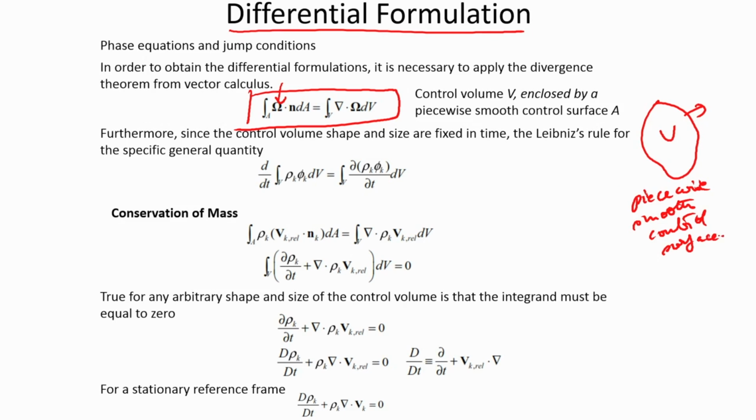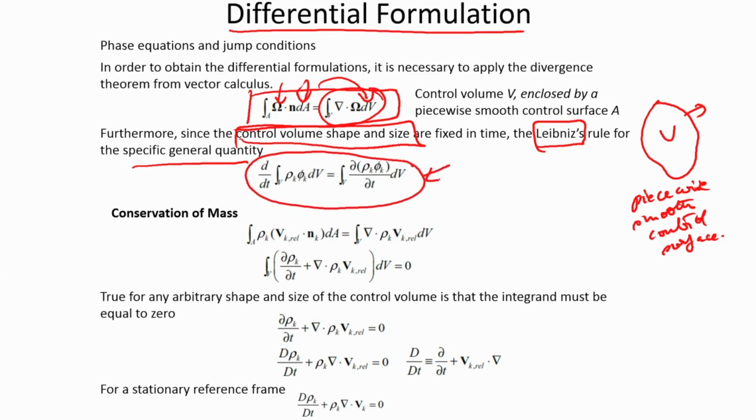So, basically what we can do is that this area integral can be converted to the corresponding volume integral. This is nothing but the flux of the quantity that you are dealing with, with respect to the surface normal of the enclosed area. Now, if it is piecewise smooth, then this is related to the divergence of the same component on a volume basis. Furthermore, since the control volume shape and size are fixed in space, we can apply the Leibniz rule for any specific general quantity, and we can say that this is the formulation.